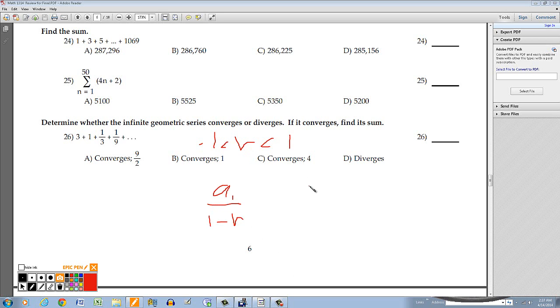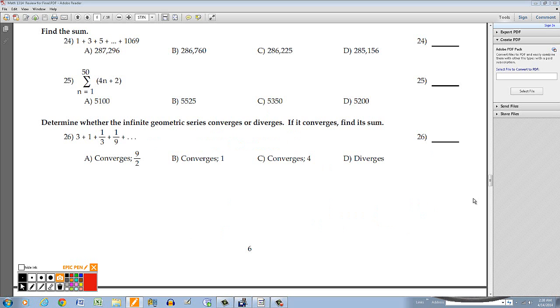First term is 3 here, and the common ratio is 1/3. So I'm going to have 3 divided by 1 minus 1/3, which is 2/3. So 3 divided by 2/3, invert and multiply, gives me 9/2. So the answer to that one is A.